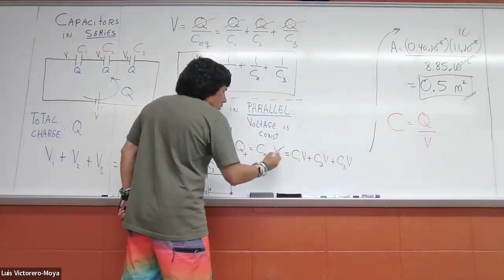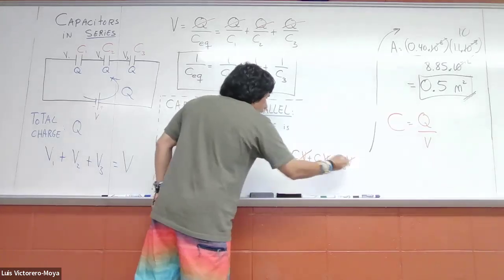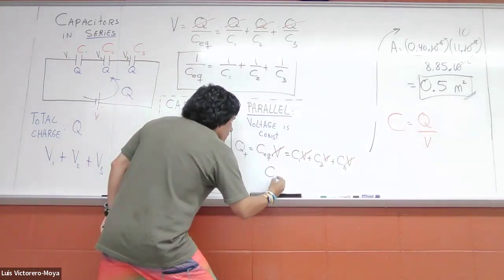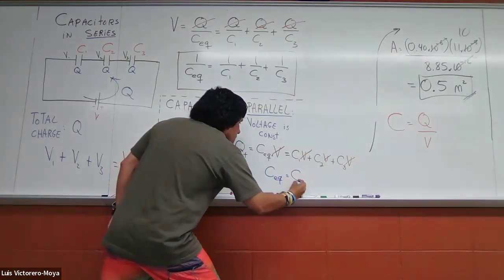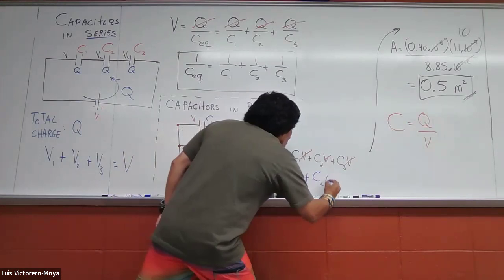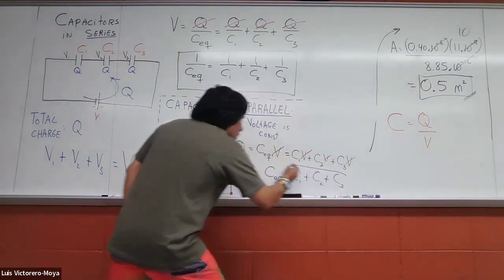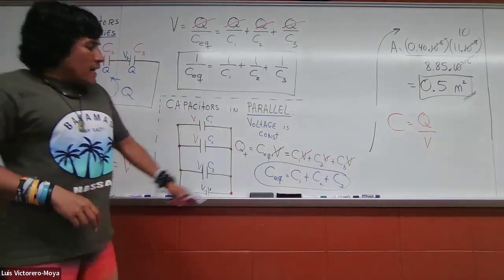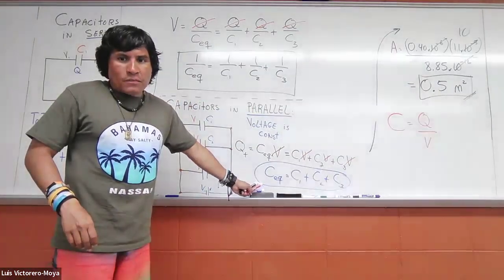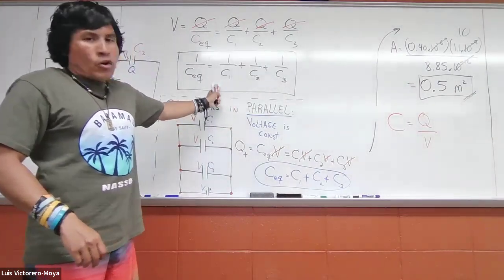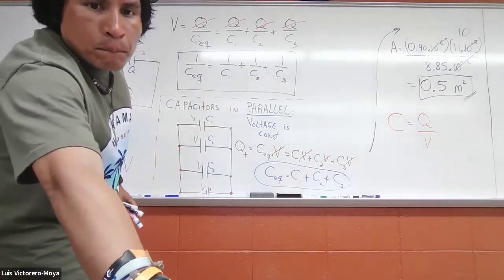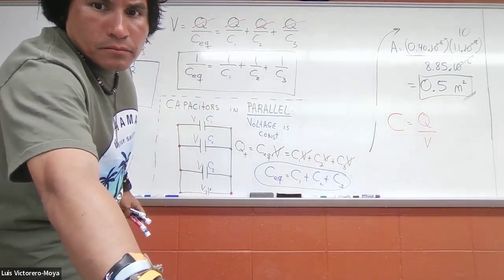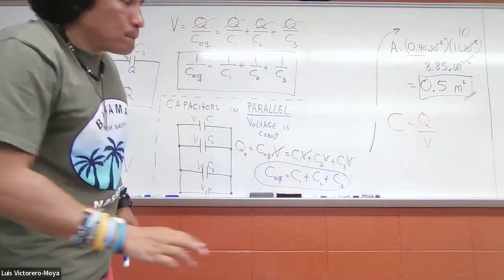And yeah, C equivalent is C1 plus C2 plus C3. There you are. That's how you join capacitors in series. That's how you join them in parallel. All right.